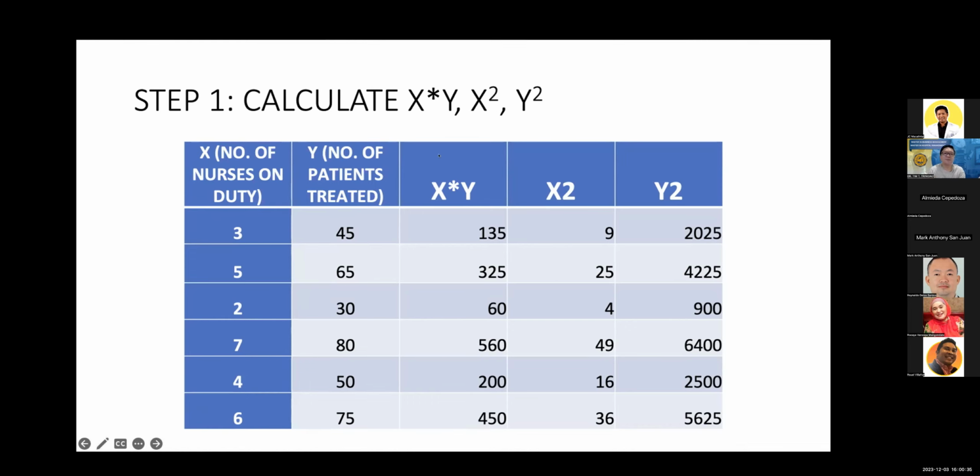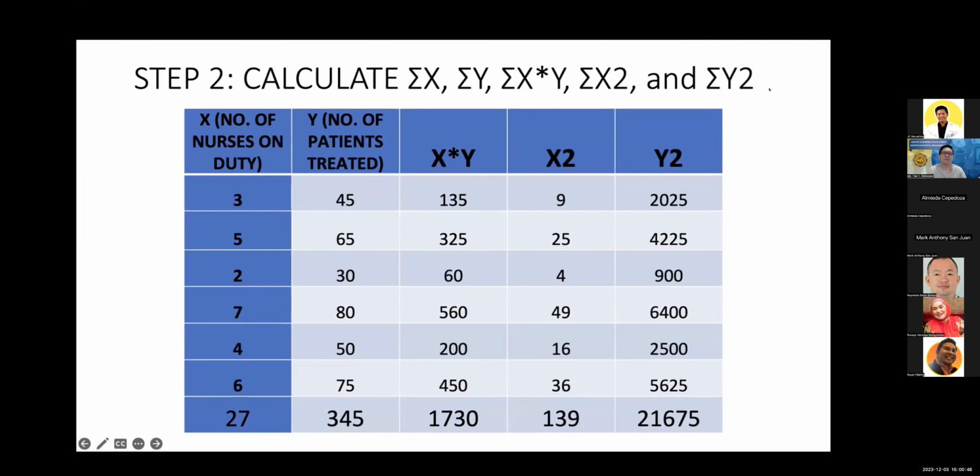Thank you. The third column is x times y. This one I calculated manually. So this is our first step, to calculate the values of these 3 columns. Step 2 would be to calculate these values: the sum of x, the sum of y, the sum of x times y, the sum of x squared, and the sum of y squared. You can also input these in Excel because it's easier than manually entering numbers on a calculator. I entered this in Excel to make it easier.